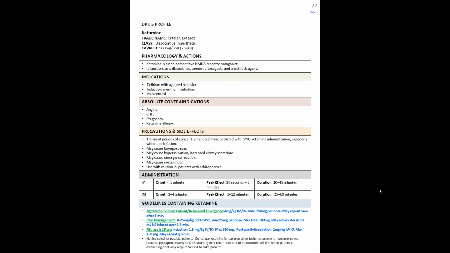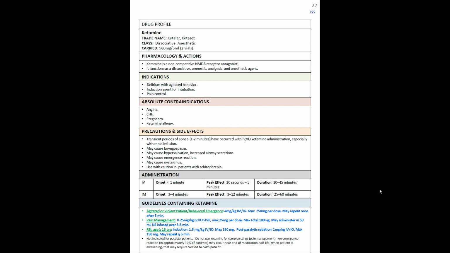When given for sedation within our agitated or violent patient protocol or RSI, it functions as a dissociative. When we give ketamine and the patient has that dissociative feeling, it's a temporary mental state where they detach from their surroundings, meaning the person becomes less aware of what is actually around them, and they start to feel disconnected from everything, almost disconnected from their body. This may cause your patients to become agitated and give them a really unpleasant feeling. However, this is not very common in the pain management doses that we give, which are pretty small.